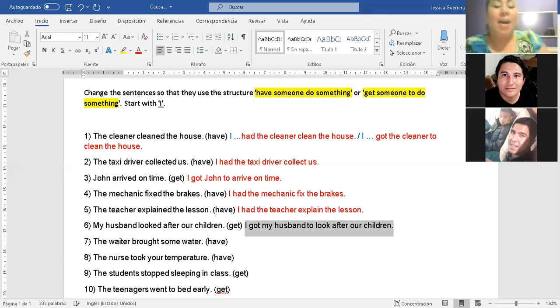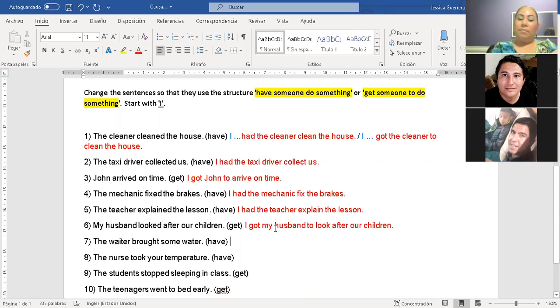By the way, also I forgot to mention this. With these ones, not only can they be asking someone to do a favor or paying them to do it, but it also can mean that you convince somebody to do something for you. So in this case, with my husband, it'd be more like I convinced them. Yeah? Okay.